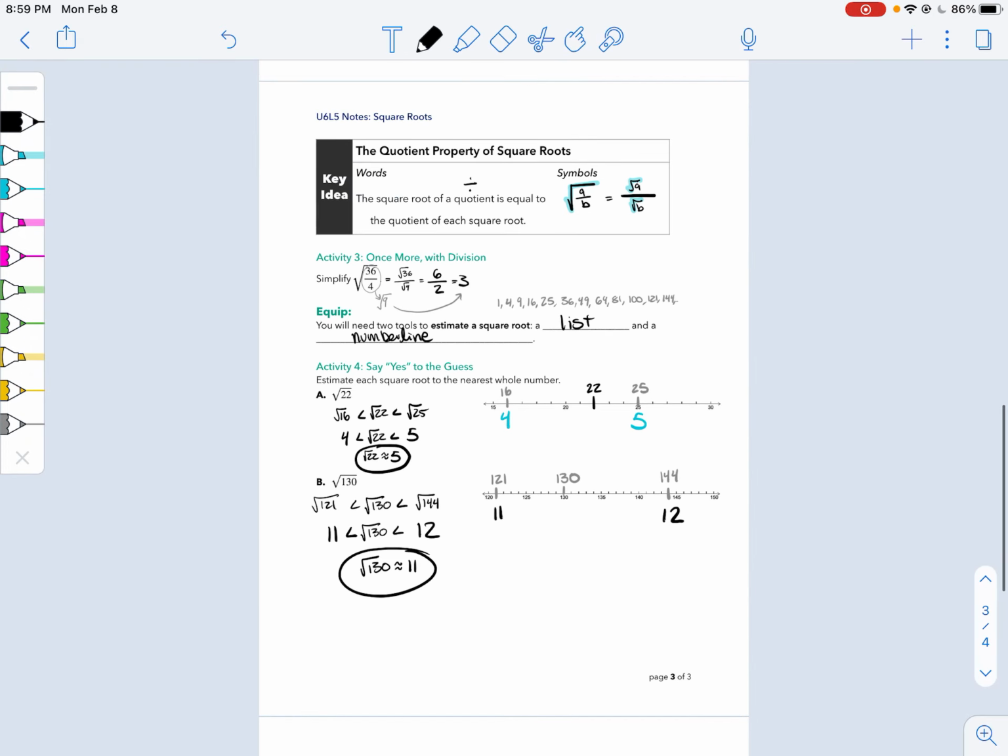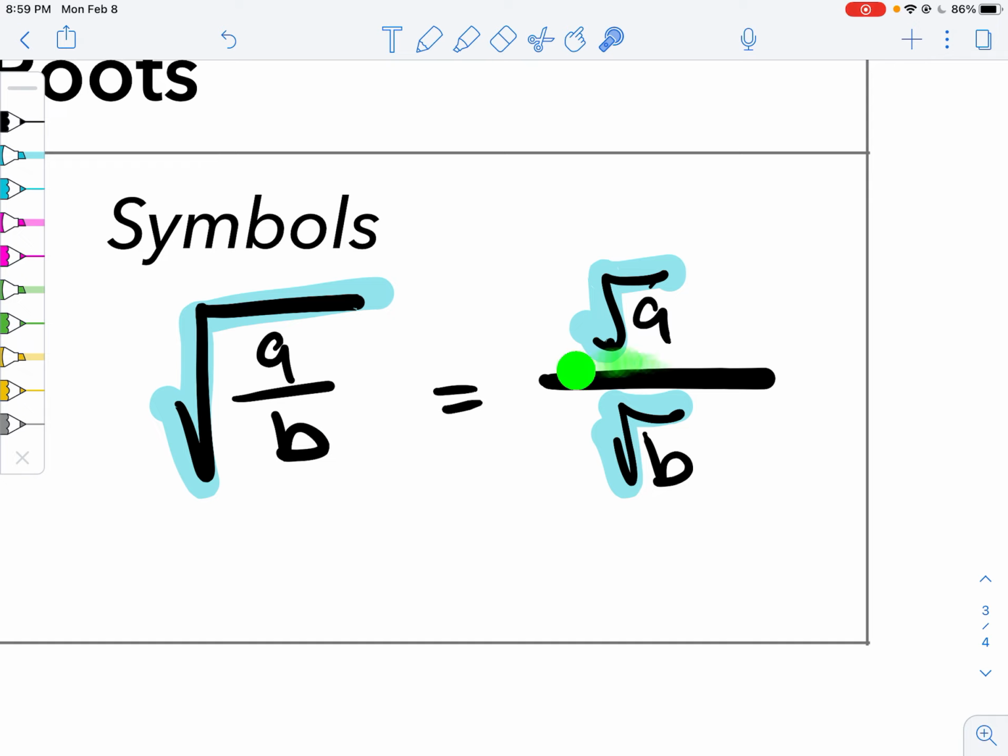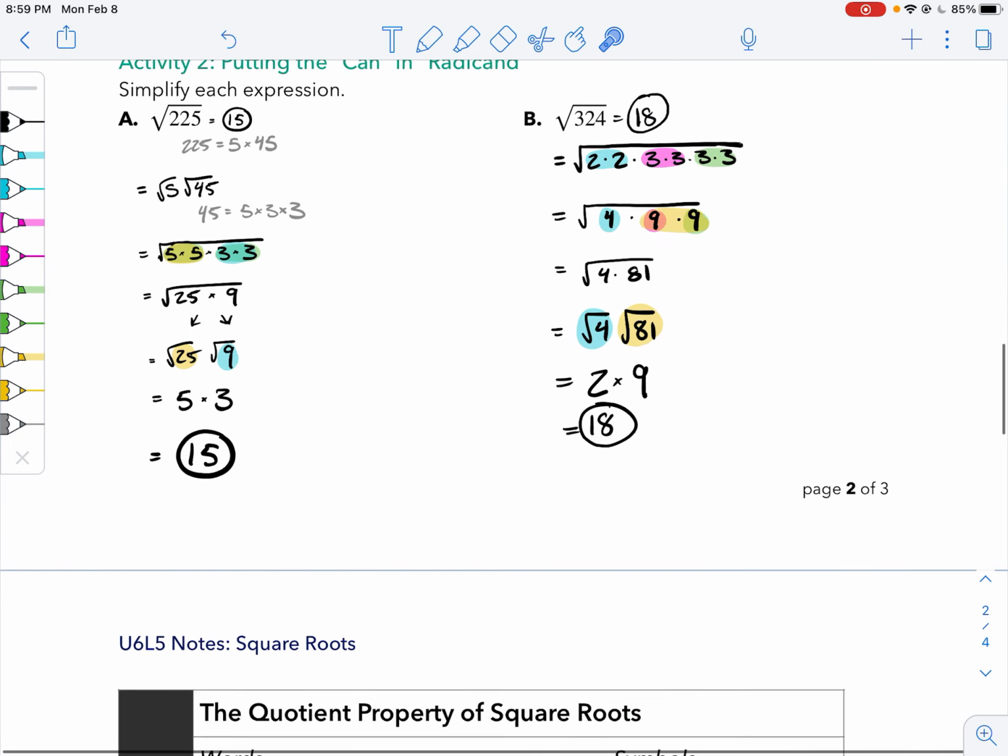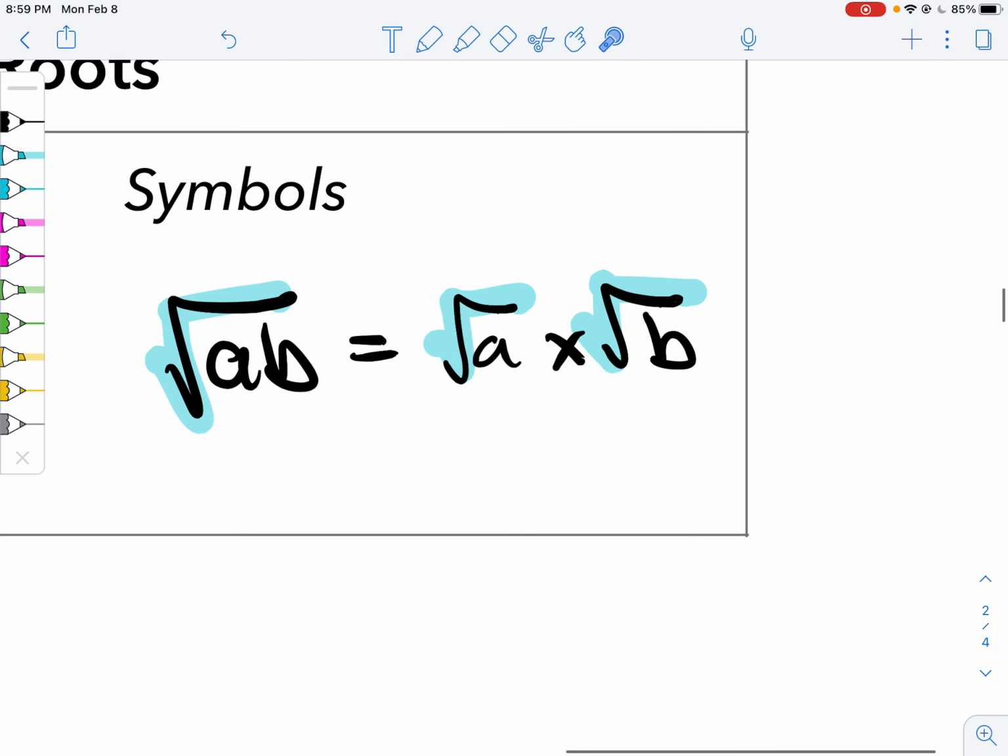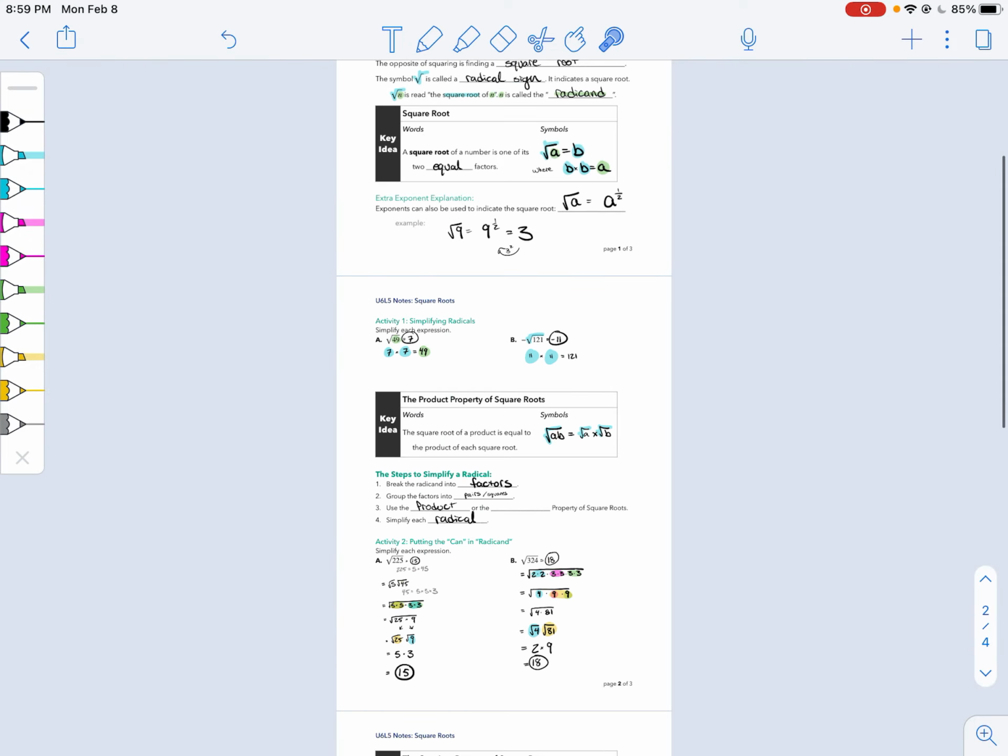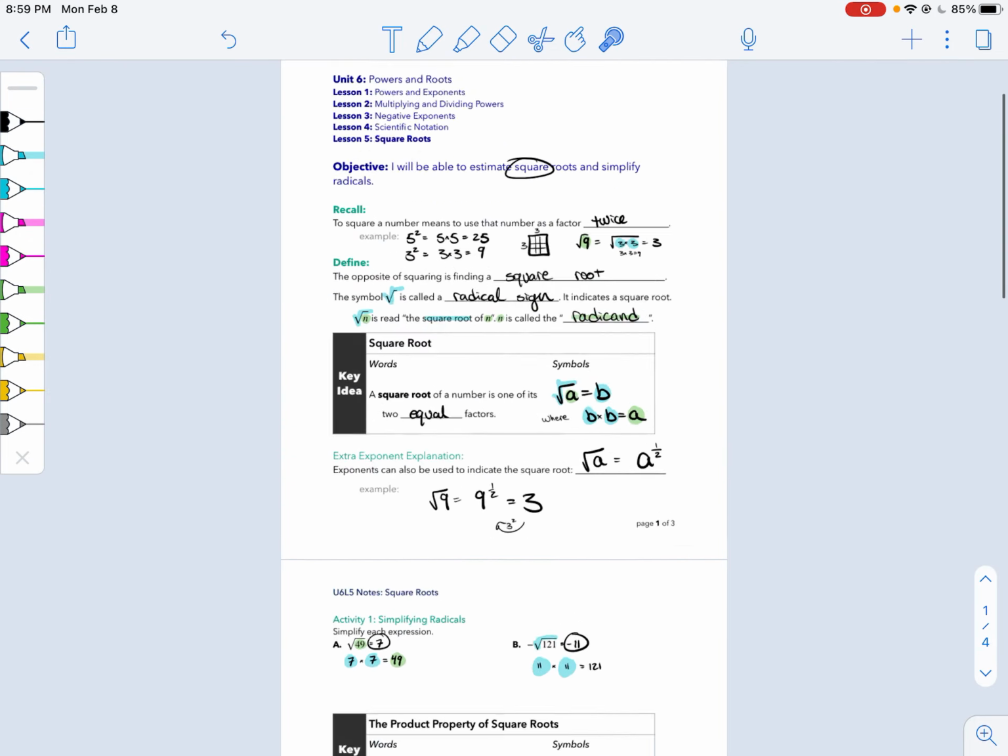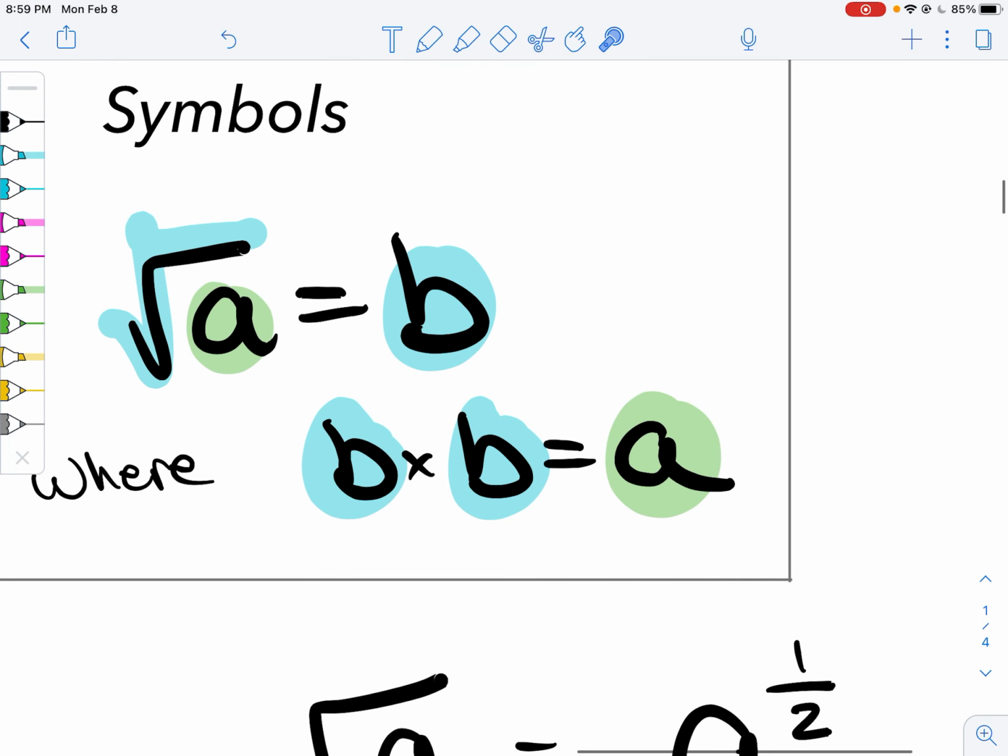Well, this is important. Remember, the square root of a quotient is the quotient of square roots. Remember that the product, this is my favorite, I love this one. The square root of a product is a product of square roots. And yeah, square root means it's the backwards square.